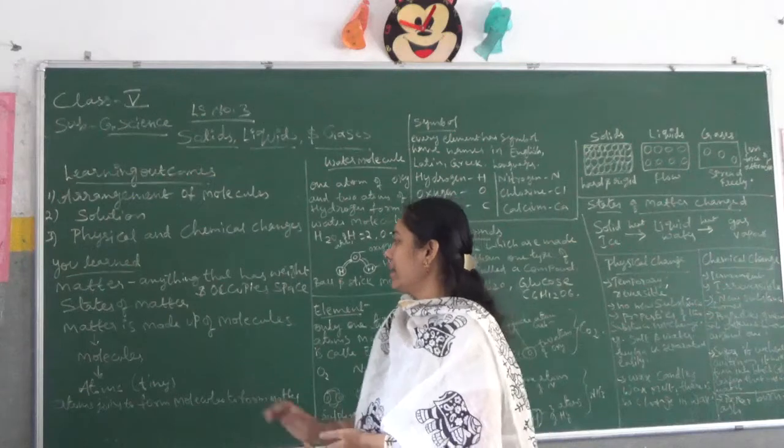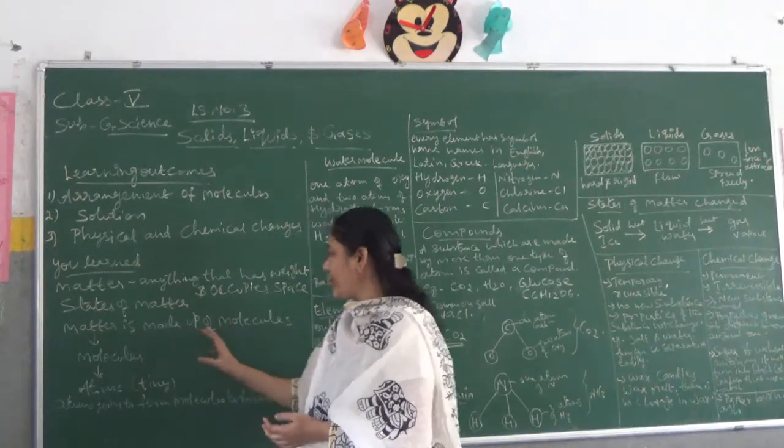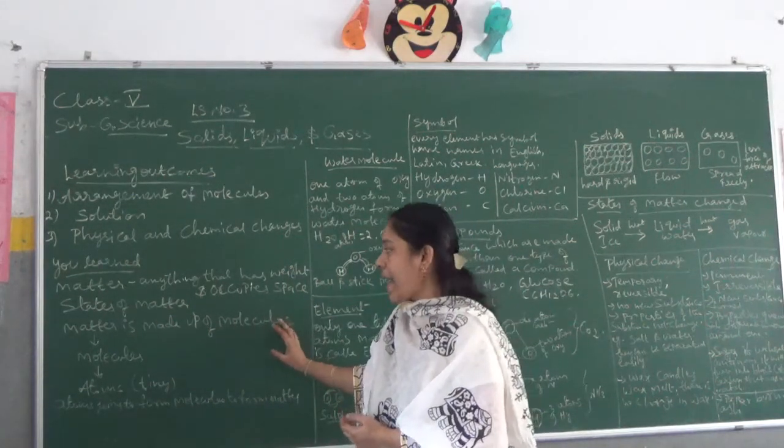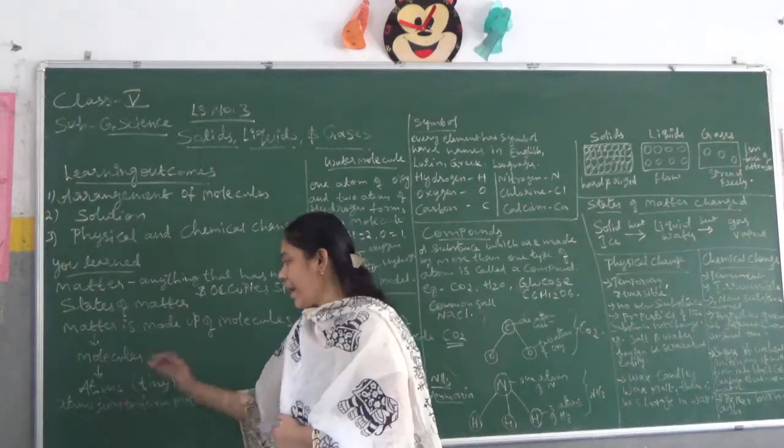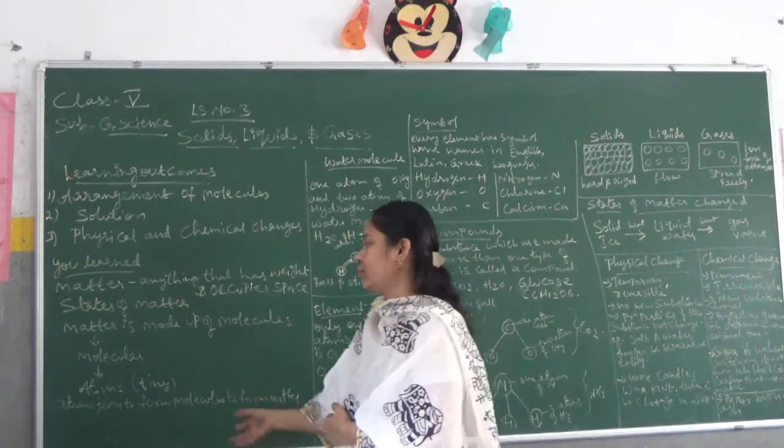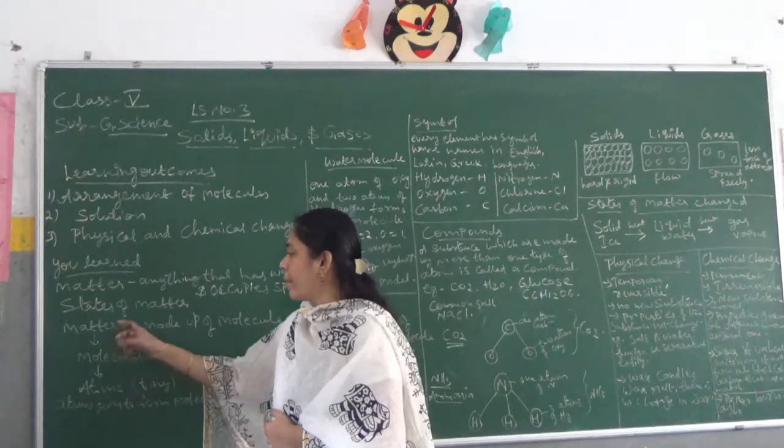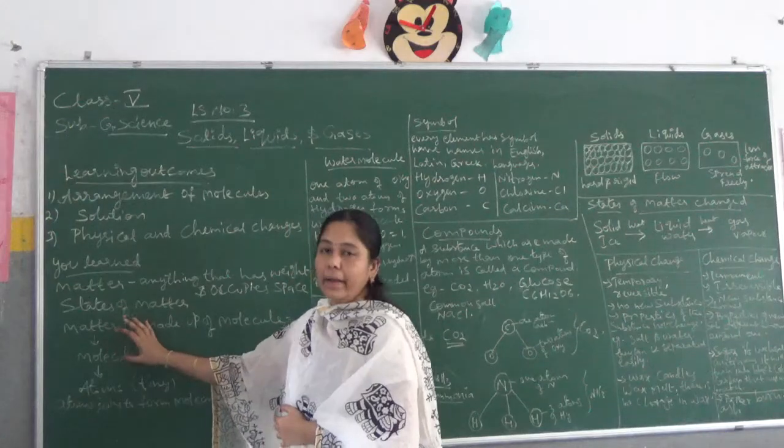And matter is made up of what? Molecules, and those molecules in turn are made up of atoms. A group of atoms joins to form molecules. Molecules will in turn join to form matter.